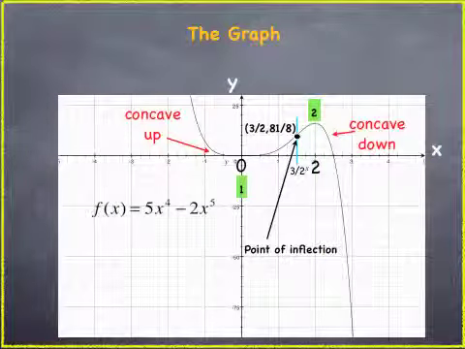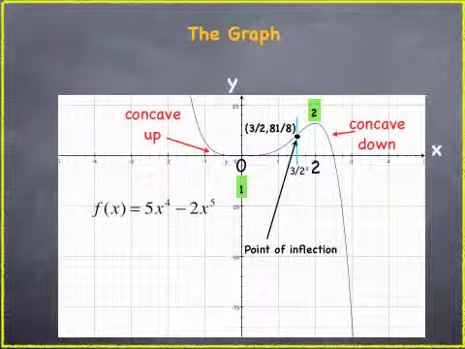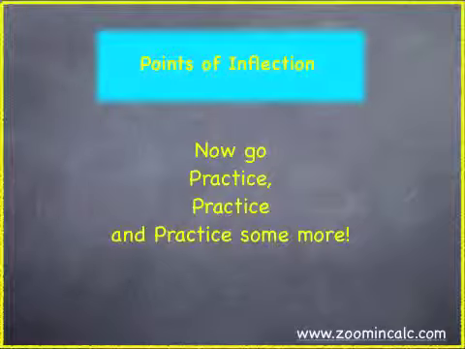And if we look at our graph here, it's more obvious. If you look at 0, you can see it's just concave up. So this is not an inflection point. But if you look at 3/2, our graph moves from concave up to concave down, so we do have a point of inflection. And that is our video on points of inflection.